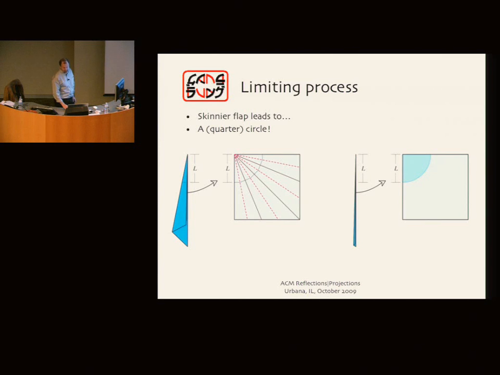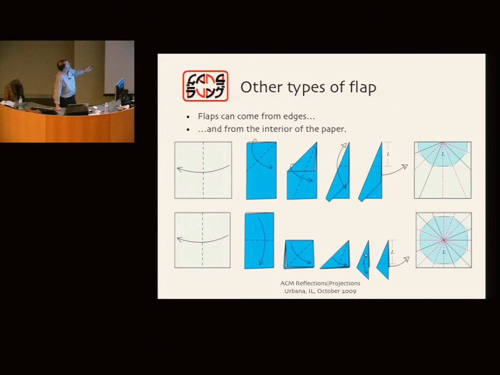That's not the only way to make a flap, though. That flap came from the corner of the paper. What if it comes from the middle of the edge? Well, you go through the same process, and you'd find it comes from a half circle. And I said, what if that flap comes from somewhere in the middle? You go through the same process, you'd find it comes from a full circle. So no matter where the flap comes from, it uses some part of a circle.